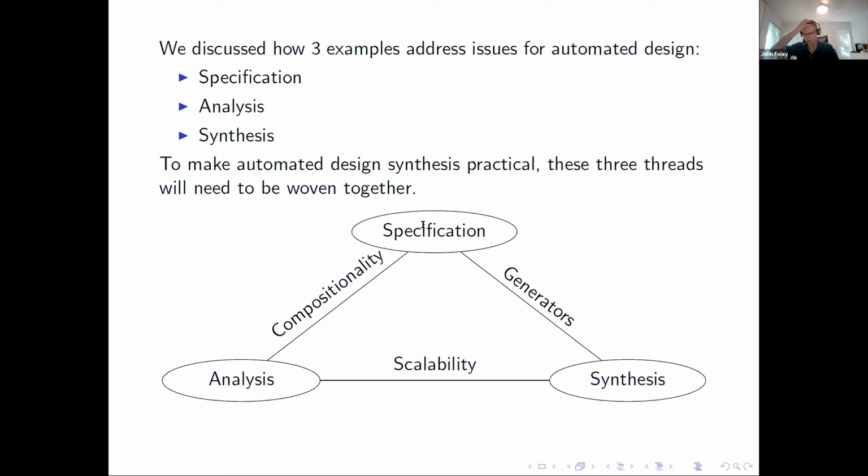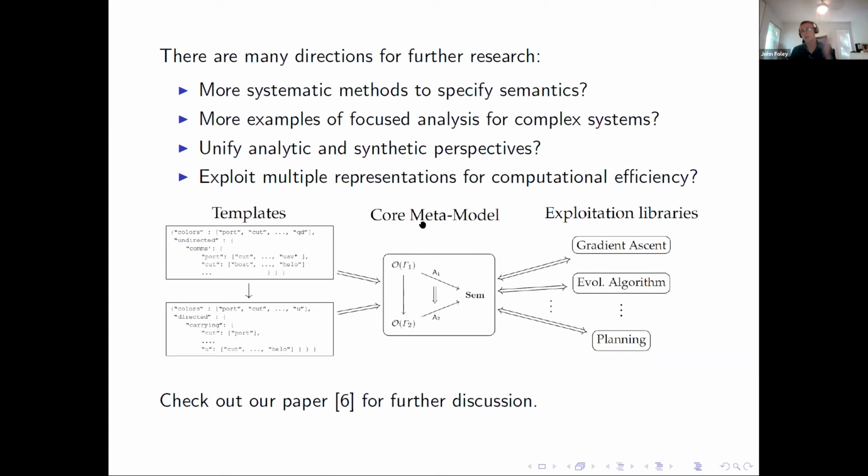So I believe Jules kind of hit on this: are you actually using how this is broken down to make your dynamics more scalable? And so that's something for future work. And we actually describe lots of different directions for future work in this paper. For instance, we do describe methods for semantics, but they could be made more systematic.